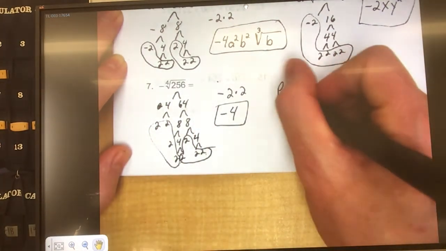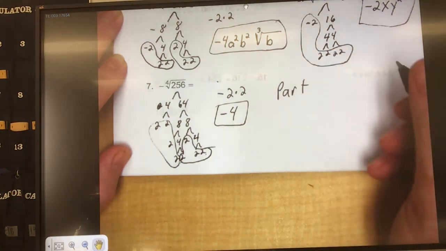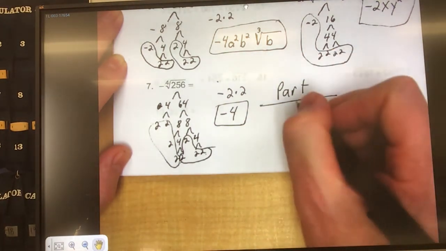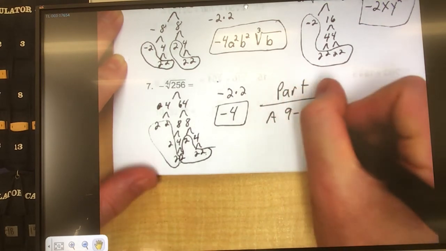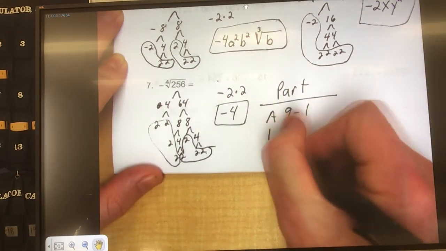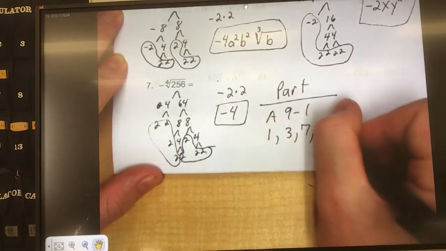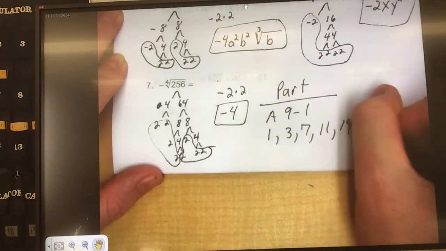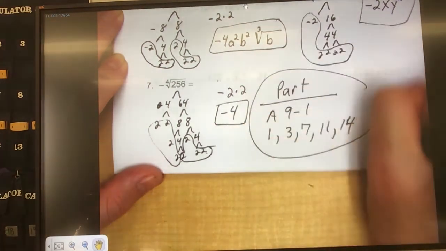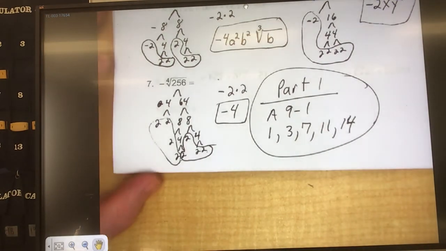So your assignment for part 1, do not rip it out because we will add to it tomorrow, is A9-1. We are doing 1, 3, 7, 11, and 14. This is part 1, and we will add to that tomorrow.